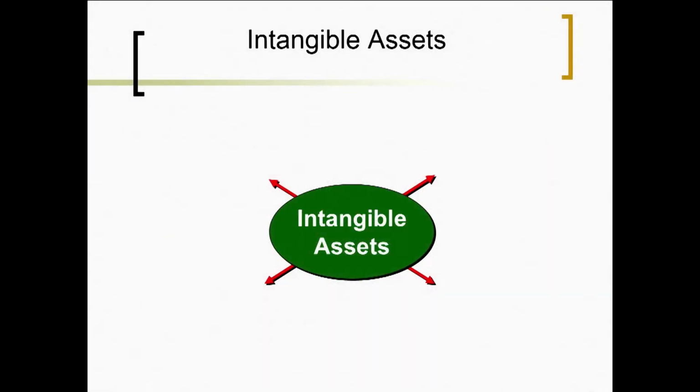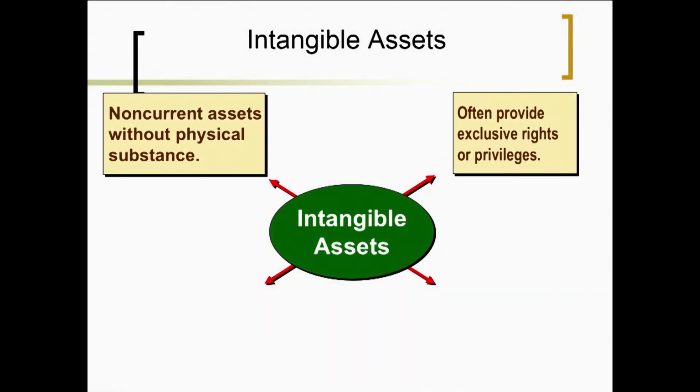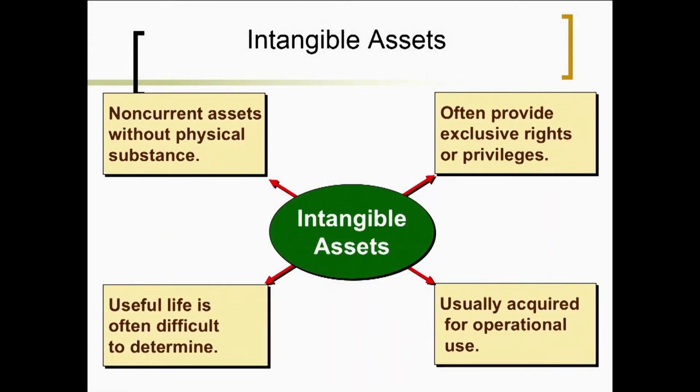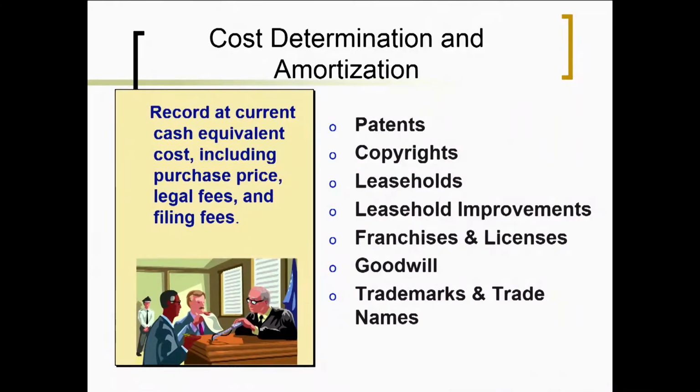What are intangible assets? Well, the word intangible means that it does not have physical substance. You cannot touch it, you cannot feel it. But these assets are used in our operations, and they provide rights and privileges that help us in our operations. Now let's take a list of these, and we're going to talk through these in turn. These will make more sense. But you can see the different examples of intangible assets.